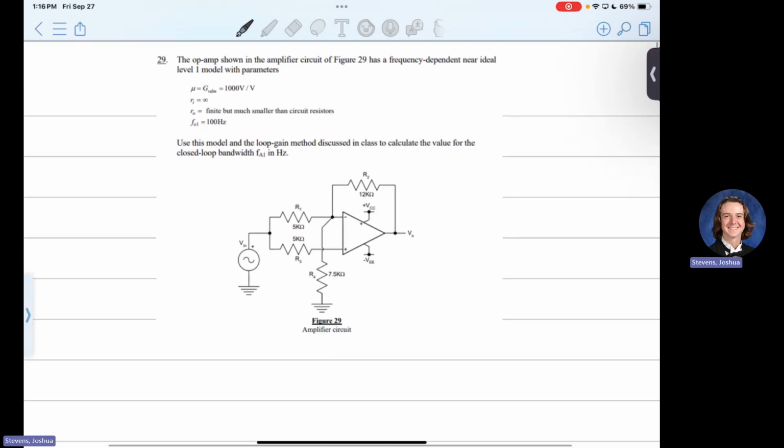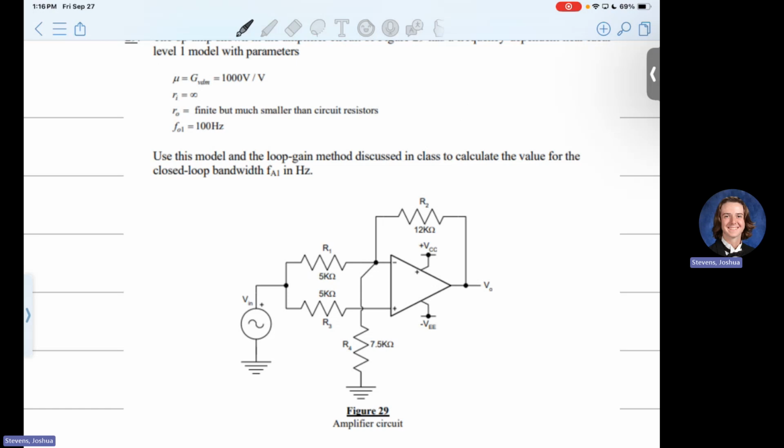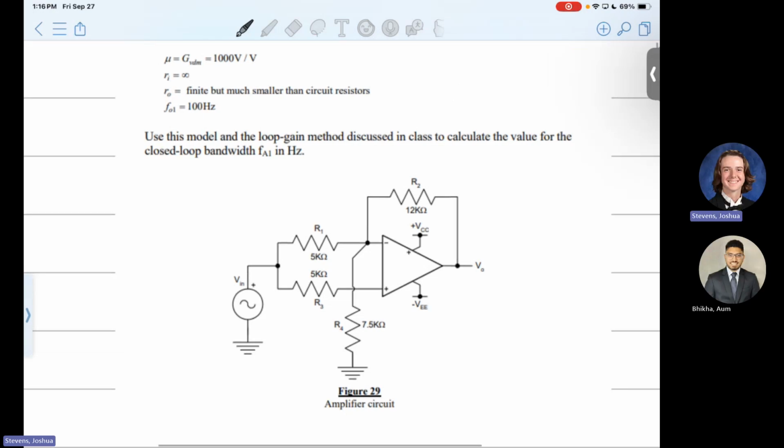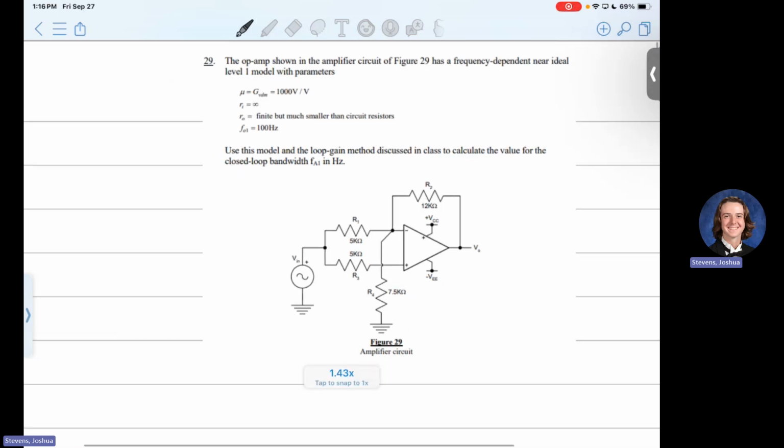I'm going to read it again for those people that are watching the recording. The problem asks: the op amp shown in the amplifier circuit, figure 29, has a frequency-dependent near-ideal level 1 model with parameters. The parameters are mu equals GVDM, 1,000 volts per volt, Ri is infinity, Ro is finite but much smaller than circuit resistors, and the frequency of the open loop is 100 hertz. Use this model and the loop gain method discussed in class to calculate the value for the closed loop bandwidth A1 in hertz. Okay, so I do want to ask, has he talked anything about loop gain, anything like that?